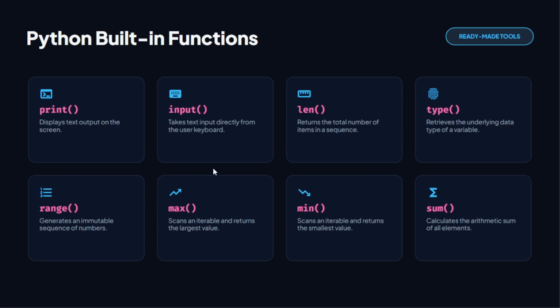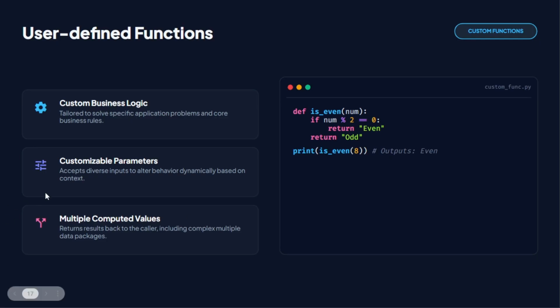Now let's look at max. Basically, max is used to take out the largest number from a sequence of numbers. So it is used with a list. Similarly, min works the same way. It returns the smallest number. Then comes sum. Sum calculates the total arithmetic sum of the list.